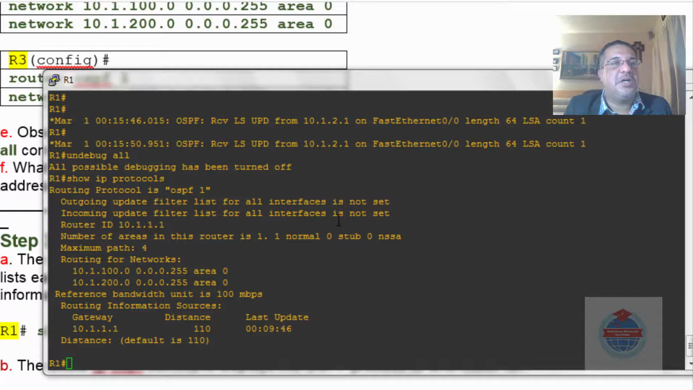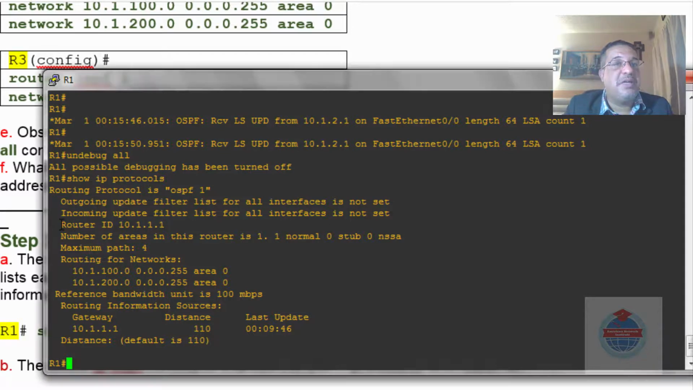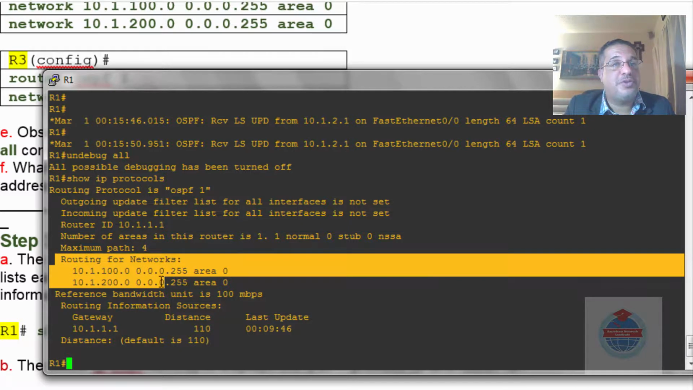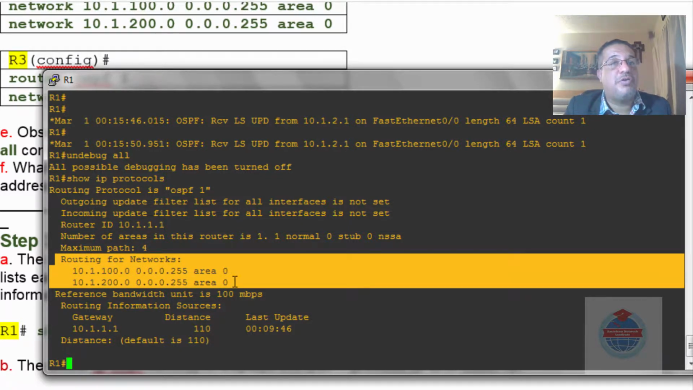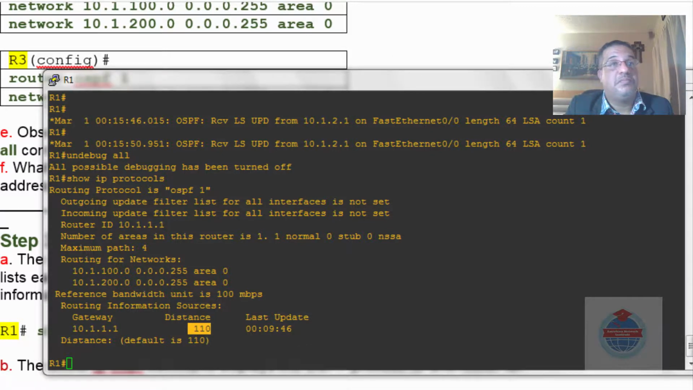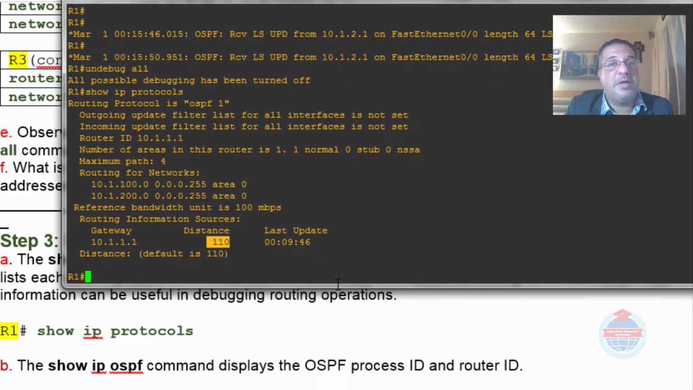What do we see over here, guys? We're going to see the router ID number, and it's routing for the networks 10.1.100.0 and 10.1.200.0, the ones that we already applied. And we see as well the wildcard mask and the area 0. Remember that we don't have any other area so far. This is the distance of 110, that is the default one that we use on OSPF.